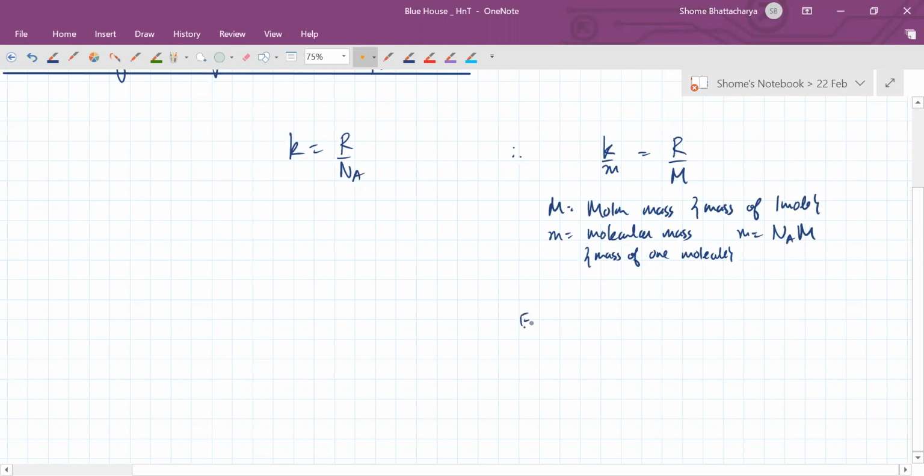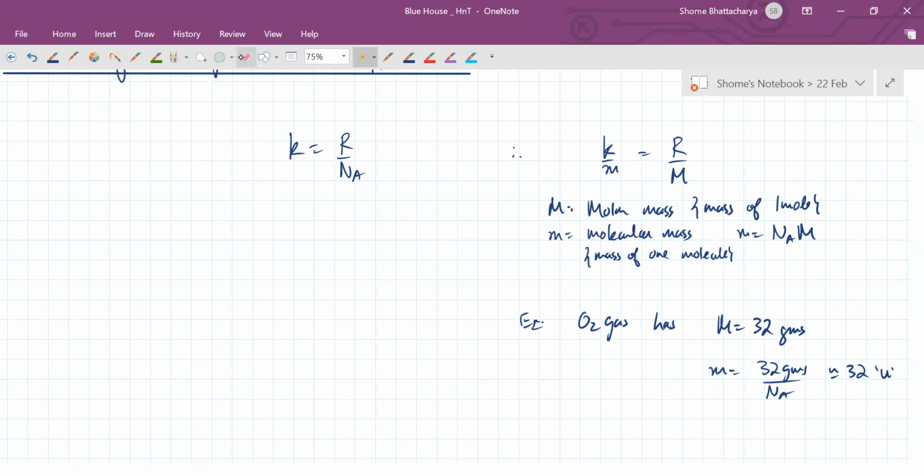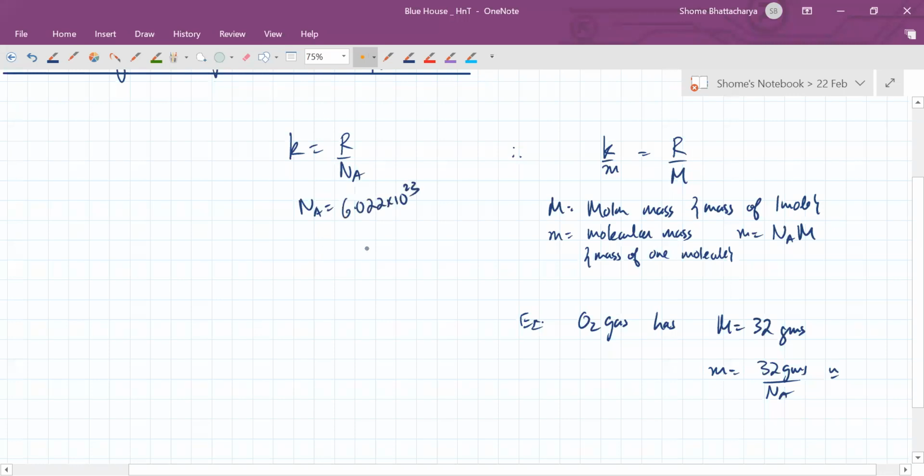Okay. So for example, oxygen gas has a molar mass of 32 grams. So it has a molecular mass of 32 grams divided by Avogadro's number, which comes out to be 32 atomic mass units, as you know. But that's a different matter, that it comes out to be the atomic mass number. Avogadro's number, you know, is 6.022 × 10^23 approximately.